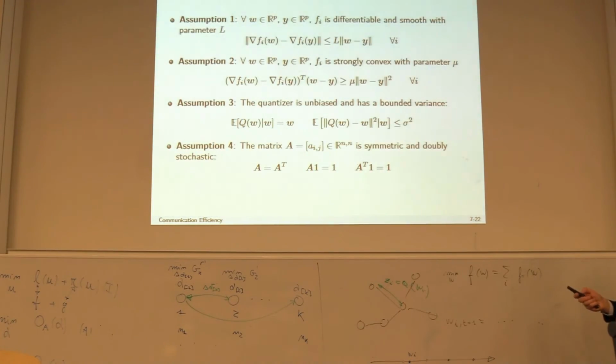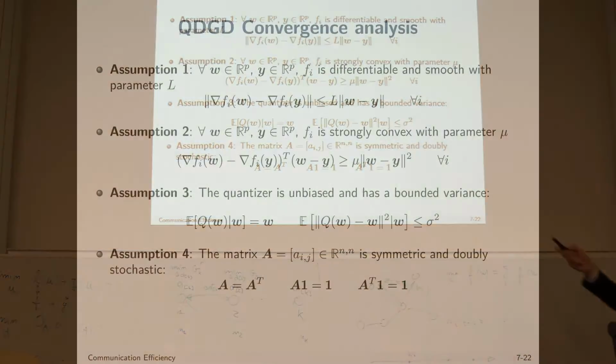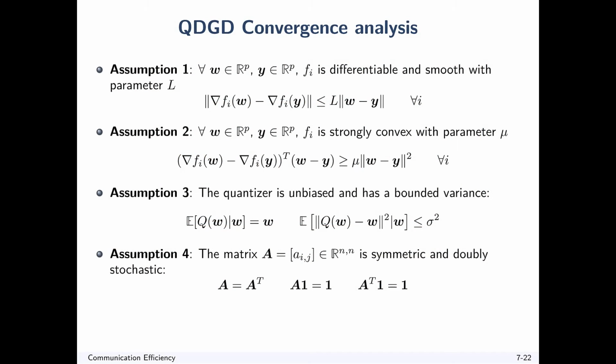So with this setup, let's consider our usual assumptions that are the only ones needed in the machinery of the proof to arrive at convergence results. We have this set of assumptions. The function is differentiable and smooth with parameter L. The functions fi are strongly convex with parameter mu. And then we have the quantizer.